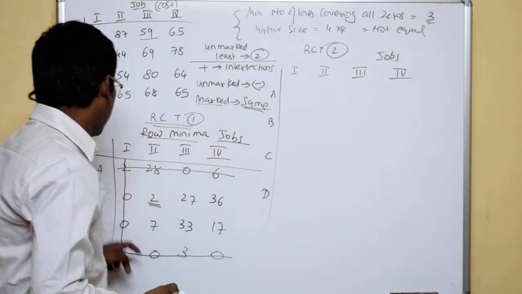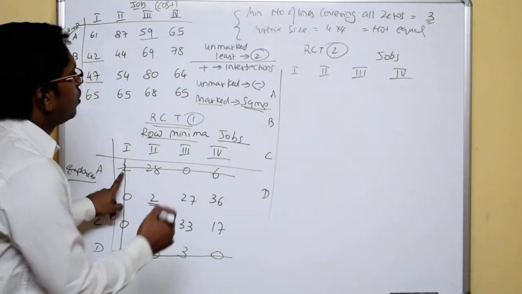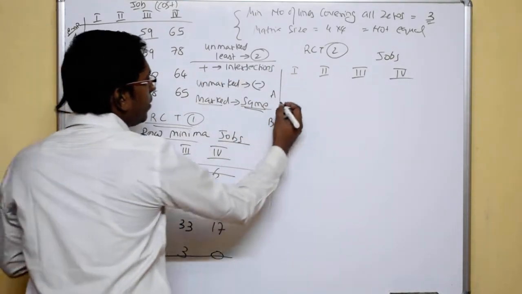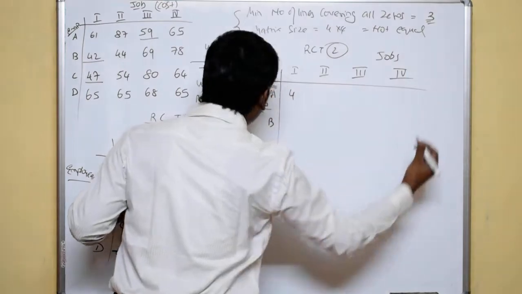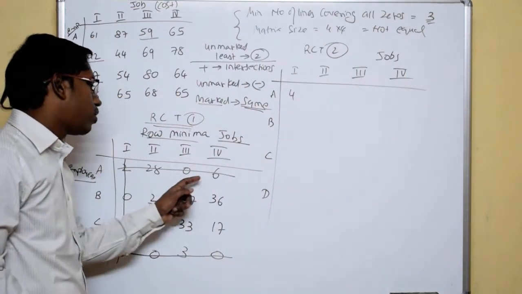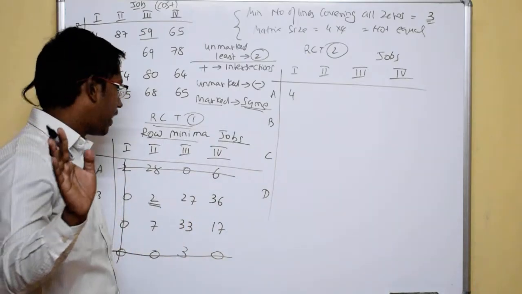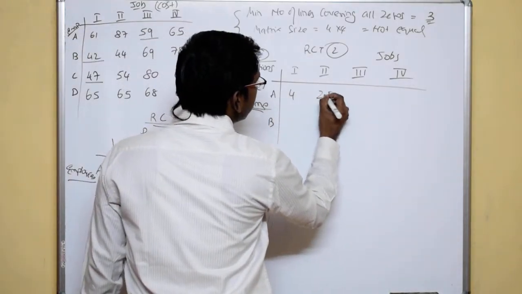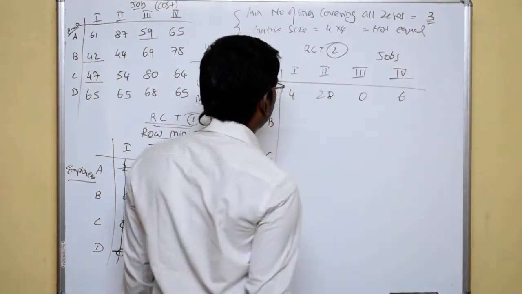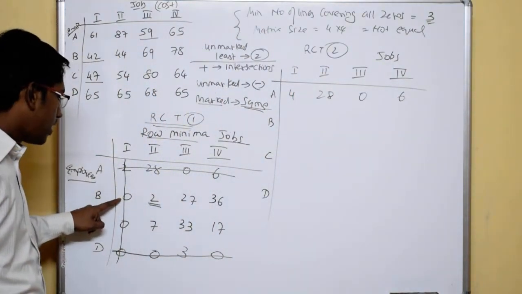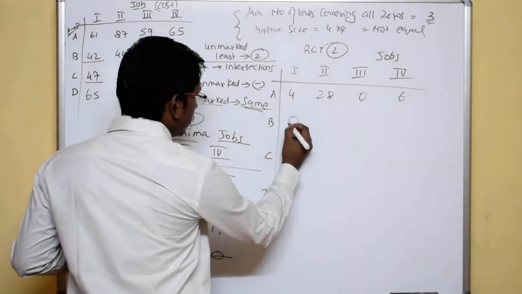So let's work. 2 is an intersection. So if it is an intersection, you add. What to add? 2. So 2 plus 2 will be 4. 2, 8, 0, 6 are marked ones. So the numbers will remain the same. 2, 8, 0, 6 numbers remain the same. 0 is marked. So 0 remains the same.